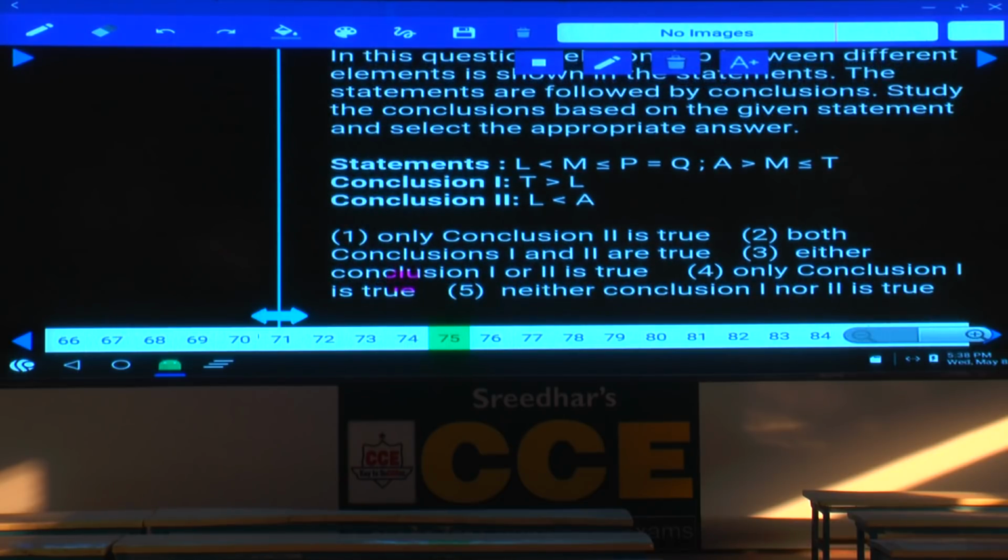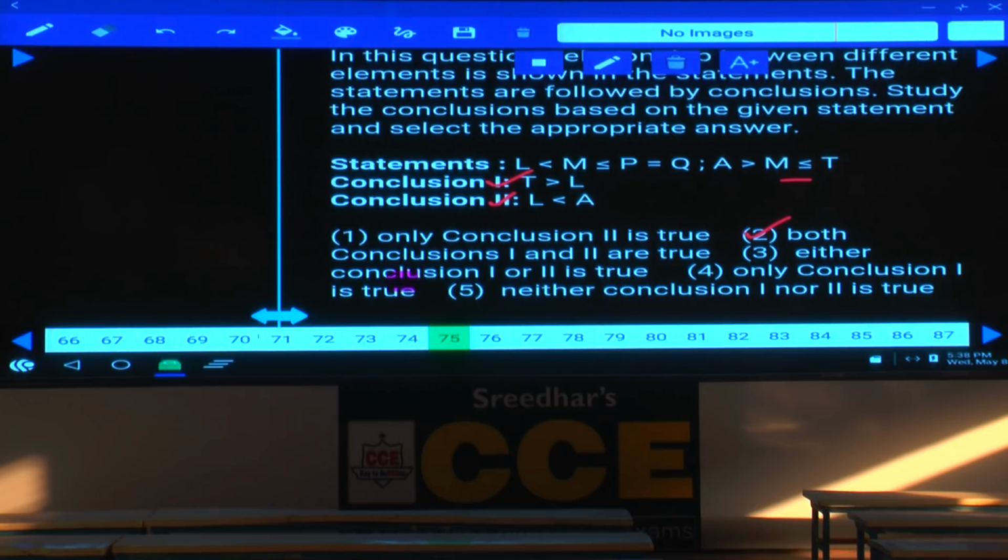Then question number 75. The relation between L and T. Tell me which element is common here? M is common. L lesser than M, M lesser than or equals to T. That is L lesser than T, T greater than L. And second one, L and A. L lesser than M, M lesser than A. This is also true. Hence both 1 and 2, that is choice 2.